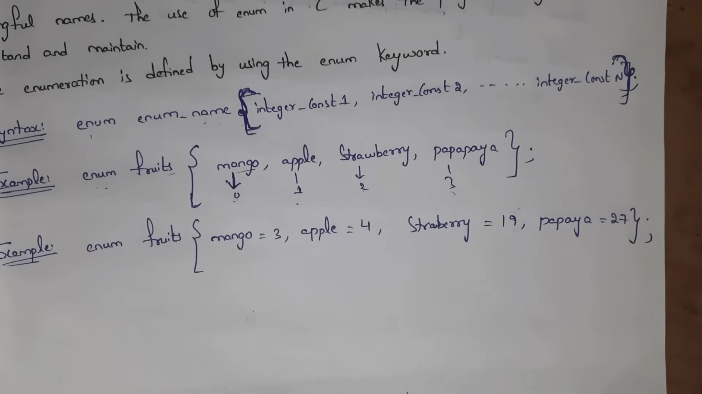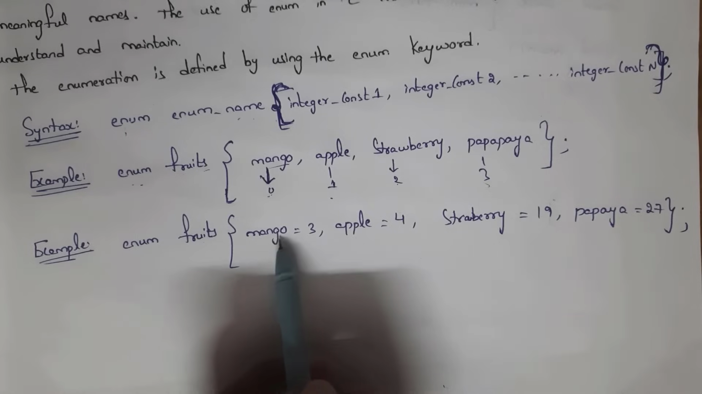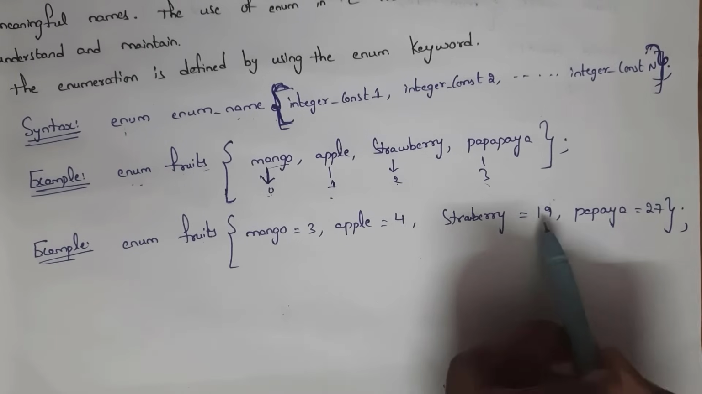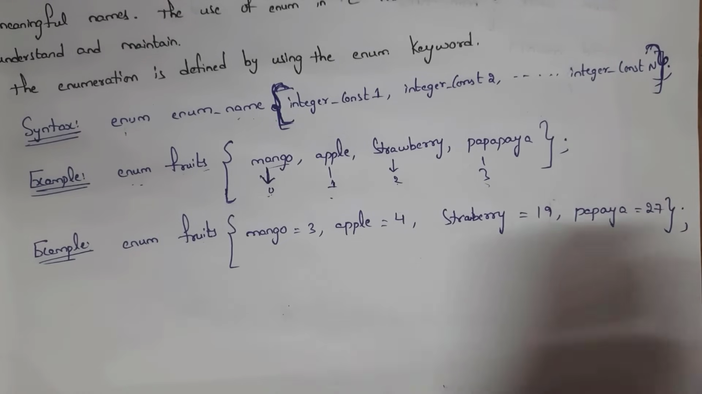But I don't want default values. I want some other values as output. For that purpose I need to assign integer values to these names. Here I took mango value as 3, apple as 4, strawberry as 19 and papaya as 27. So I will get output as 3, 4, 19 and 27.